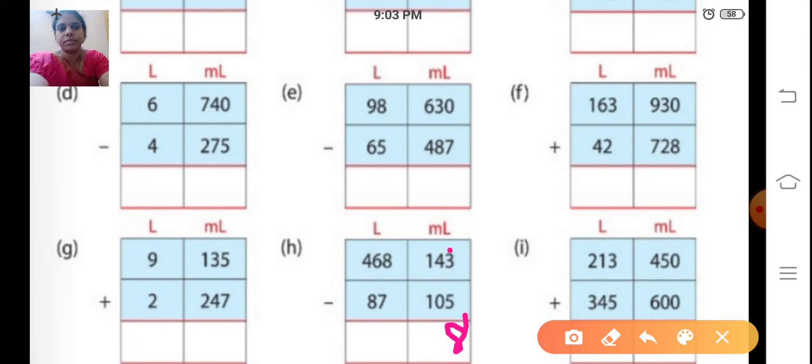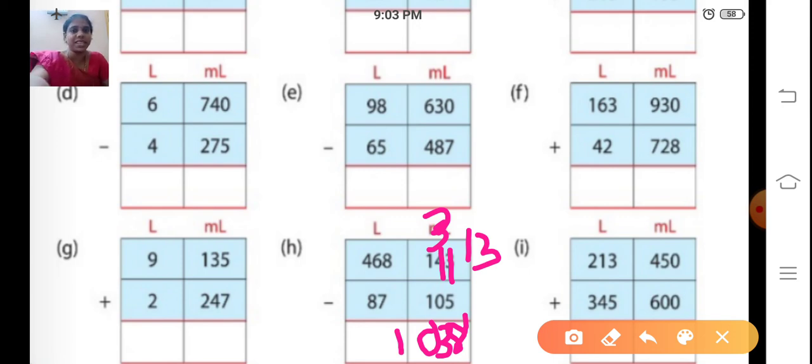So this will become 13 and this will become 3. 3 minus 0 is 3. Then move on to the next one. 1 minus 1 is 0. Now let's move on to the liters part. 8 minus 7, after 7, 8, so 1. Then 6 minus 8.